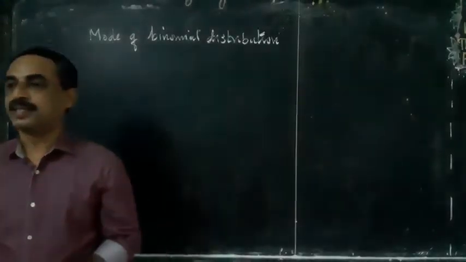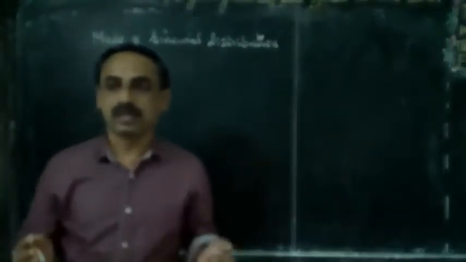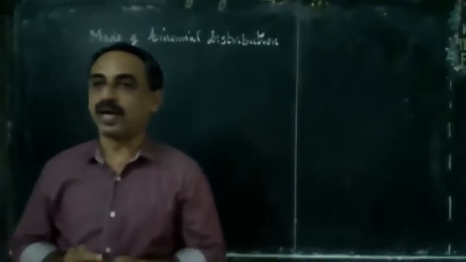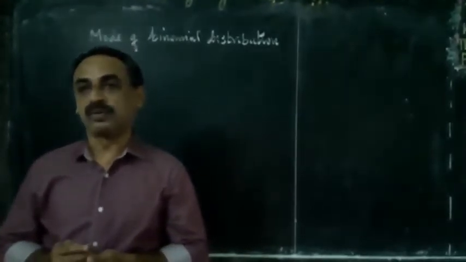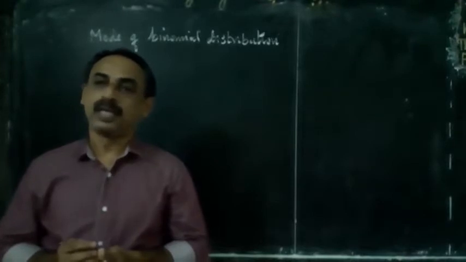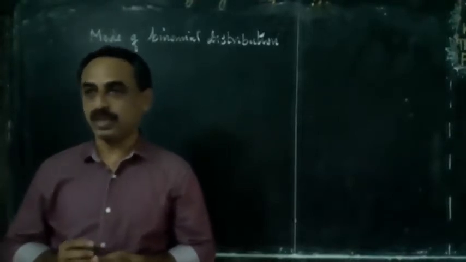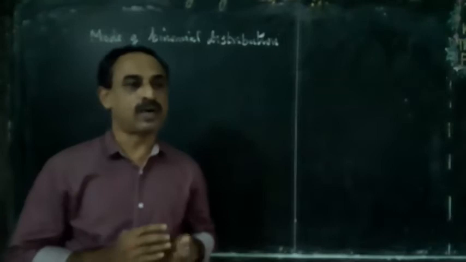Our next section is mode of binomial distribution. What is meant by mode of a set of observations? In a set of observations, the most frequently occurring value is known as mode of the data. But in terms of probability distribution, mode is the one value among the values realized by the random variable that has the maximum probability.